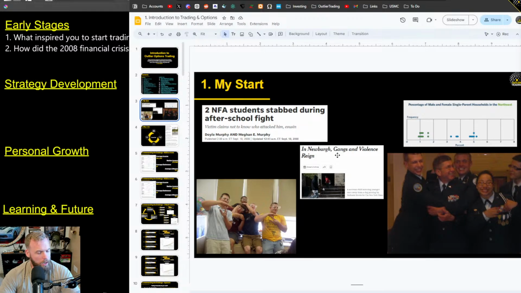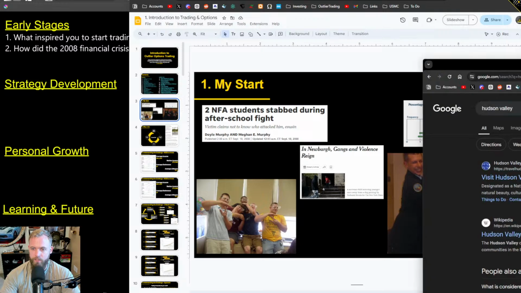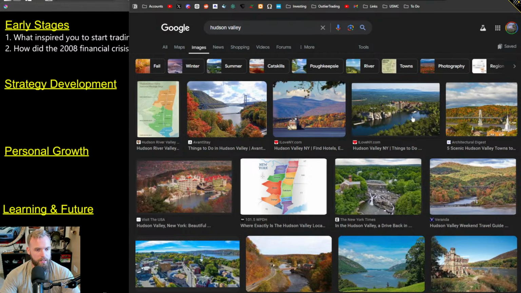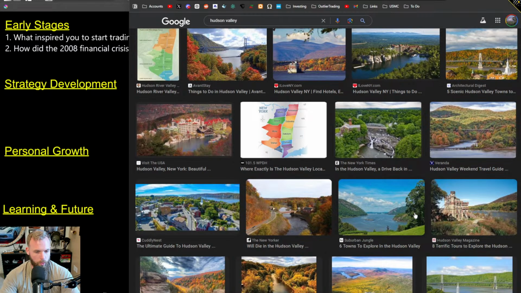So Off Putin says, beautiful part of the Hudson Valley, gorgeous. The Hudson Valley itself is absolutely stunning. That's one of the cool things about the Northeast, is that if you take a look through the Hudson Valley, I mean, this is just beautiful. It is absolutely, absolutely beautiful. There's so many cool elements.